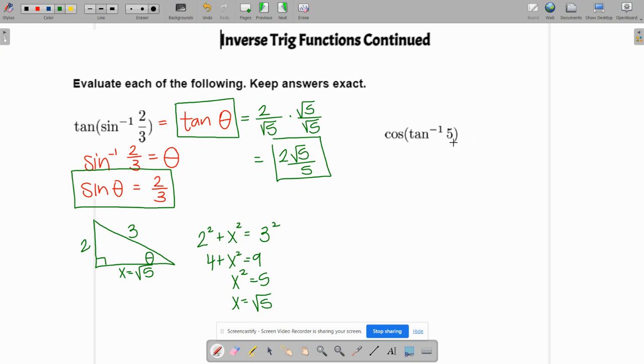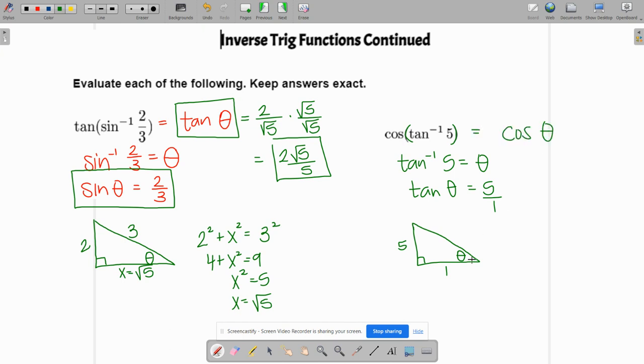The cosine of the inverse tangent of 5. So again, working from the innermost, if we know that the inverse tangent of 5 equals theta, then that means that the tangent of theta equals 5, or you could think of that as 5 over 1. We would draw the picture of a right triangle. If theta is here, tangent is 5 over 1, so opposite over adjacent. We need to figure out what is this hypotenuse, because since the inverse tangent of 5 is theta, the original problem is actually asking you for the cosine of theta. So we need that hypotenuse.